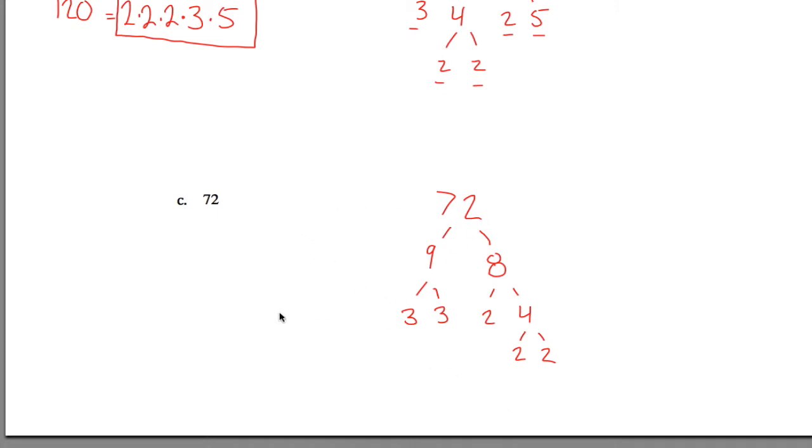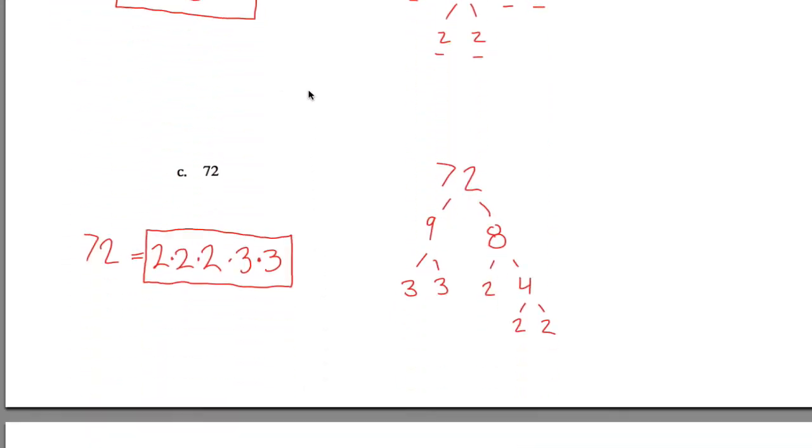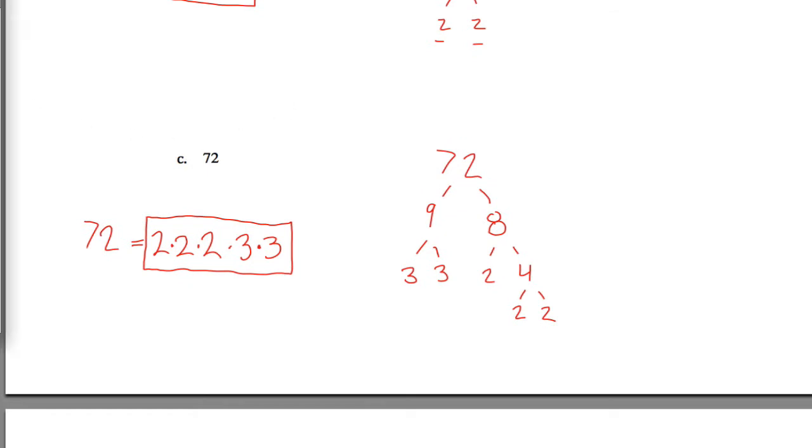So we get 72 is equal to, looks like I got 3 of these 2's, 2 cubed, which you can write as 2 times 2 times 2. And then I got 2 of these 3's, so 3 times 3. This right here is my prime factorization for 72. And that's the end of the first problem.